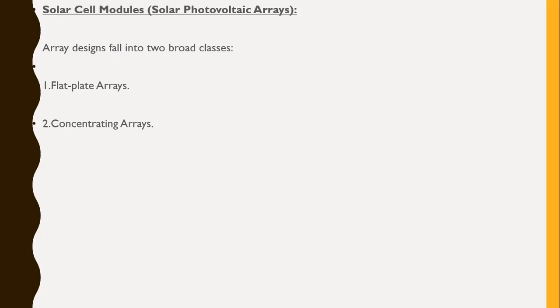So this array has two broad classifications. First one is flat plate arrays and second one is concentrating arrays. If you see a flat plate array, the solar cells are attached with suitable adhesives, with suitable gums, to some kind of substrate structure. Usually the substrate structure will be semi-rigid.